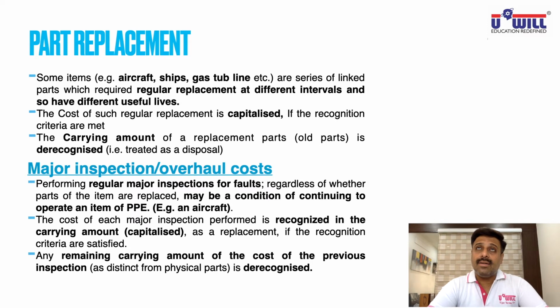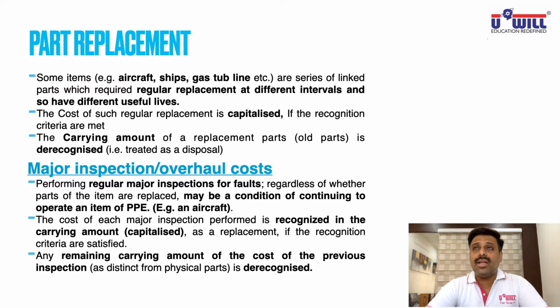Now you may say, sir, inspection is done again and again, it is going to be done every year. Isn't it revenue? No, because that inspection is necessary for the smooth working of that equipment. For example, if you don't inspect this aircraft again and again and it results in a major accident, it would be very fatal for your business. So that major inspection cost, means inspection which is done from time to time, involves huge costs. That is to be capitalized. One more example I'll give you.